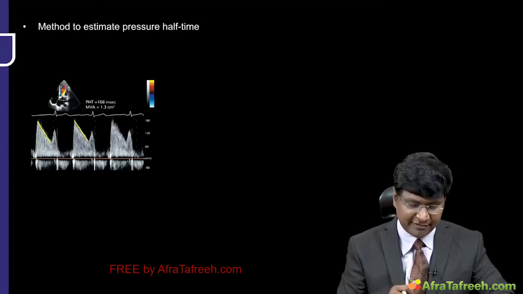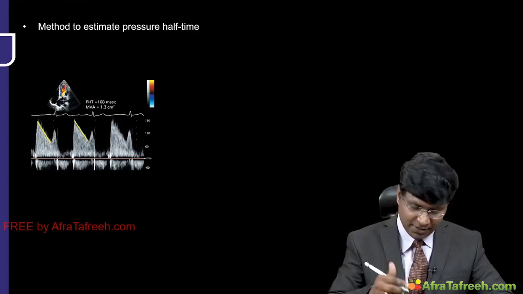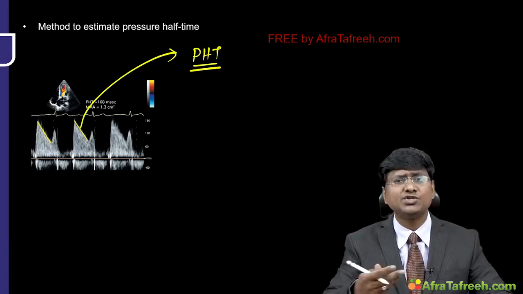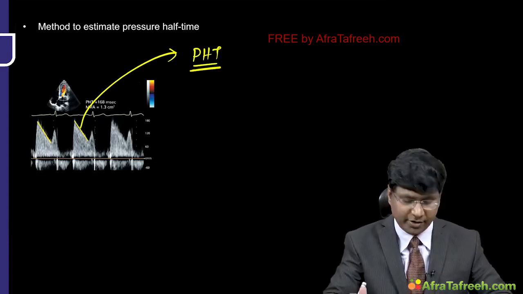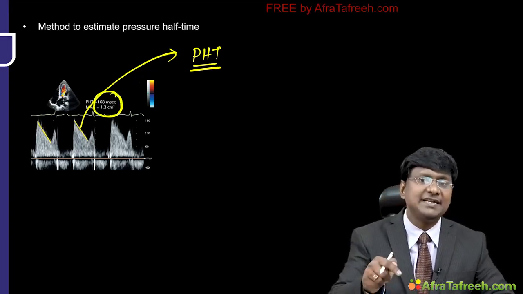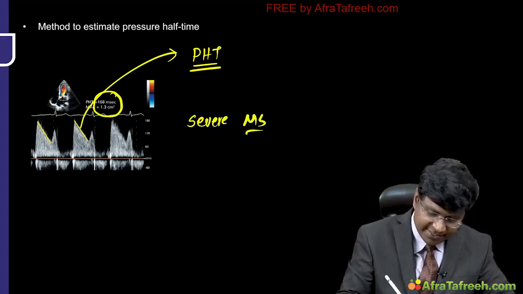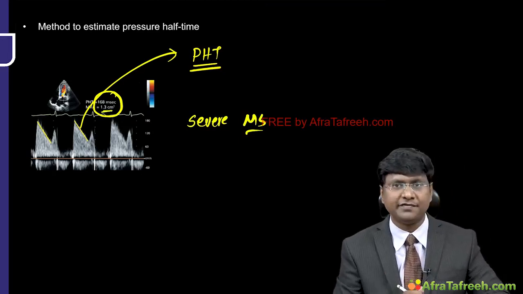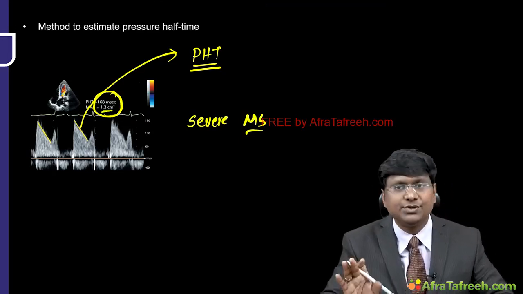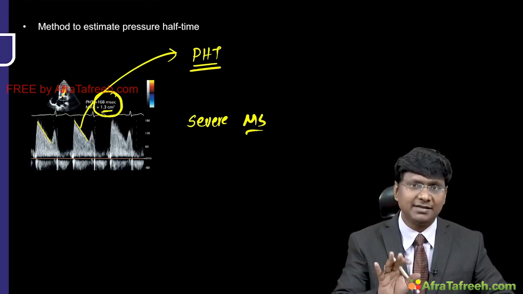And next is the pressure half time. How will you make out the pressure half time? You have that slope E and then slope A. So this is the pressure half time. How much is normal? 60 to 80 milliseconds. Okay. Now if you see here, it is around 168 milliseconds. So if it is 168 milliseconds, what does that tell you? That tells you it is severe mitral stenosis. Okay. In severe mitral stenosis, what is the valve area? 1 to 1.5. But if the pressure half time is more than 220 milliseconds, then it is very severe mitral stenosis. Okay. So this is about the importance of 2D echo in the diagnosis.